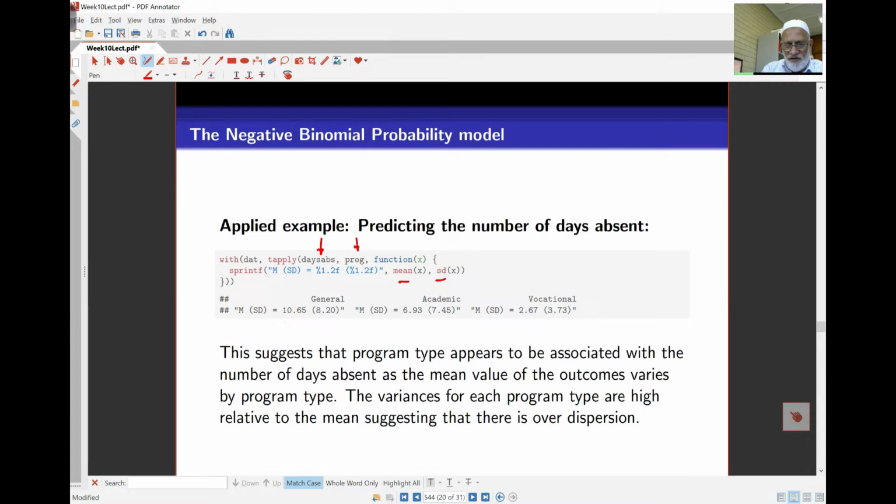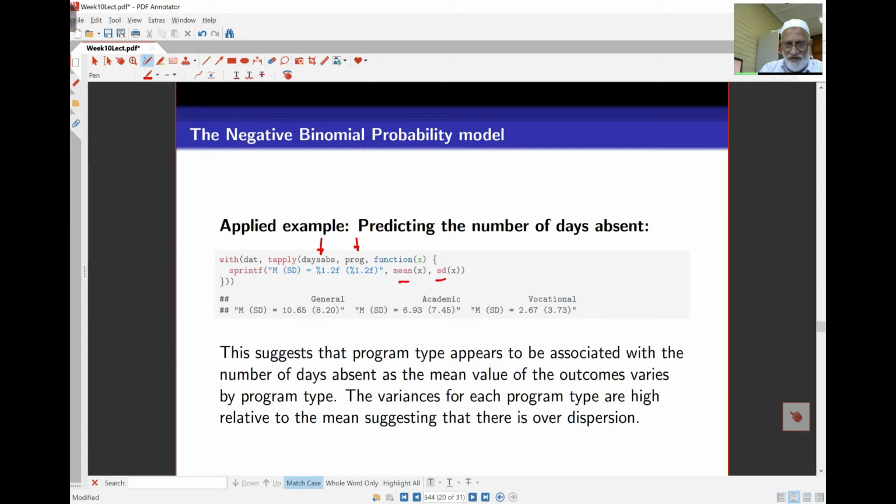So the first thing to print is the mean, and we will have M and SD in brackets. M indicates mean and SD in brackets will be the standard deviation. This is floating point with 2 decimal places for both of those. And you can see the brackets here, which indicate that the next thing will be in brackets. So if you run this code, you'll get the mean and the standard deviation for each of those programs as far as days absent are concerned.